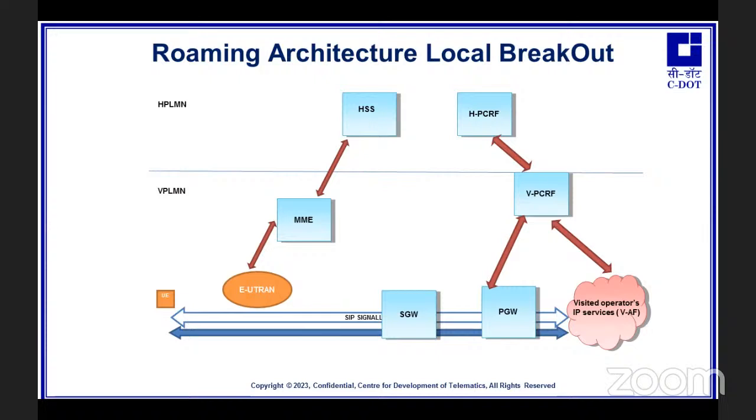Got my point? So the home PCRF will give the QoS defined for this particular UE to the visited PCRF, and in turn the visited PCRF will tell the P gateway, okay, for that particular subscriber, you have to give this much QoS. So that is how local breakout works.